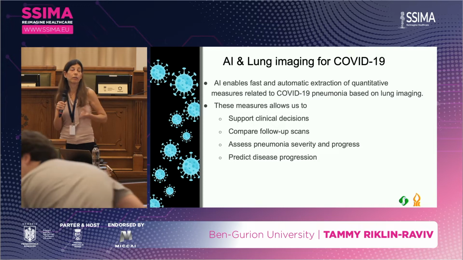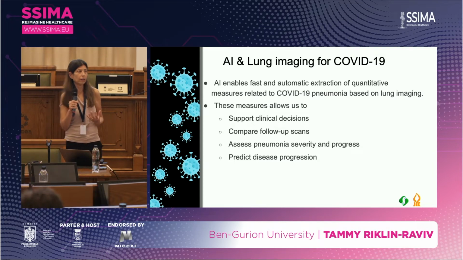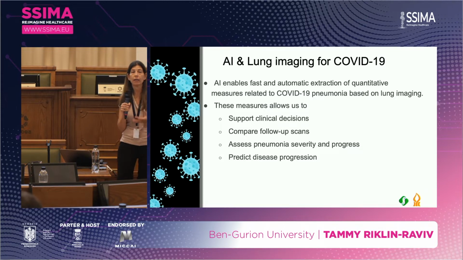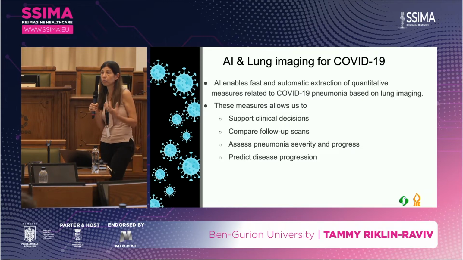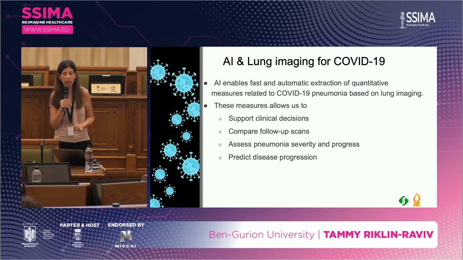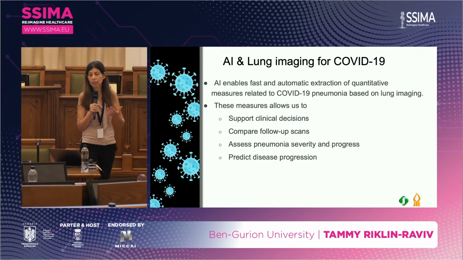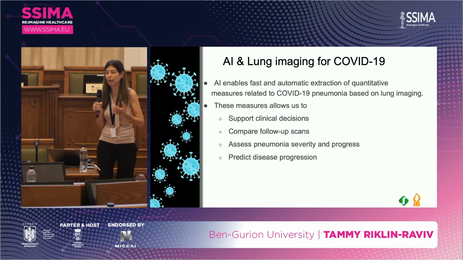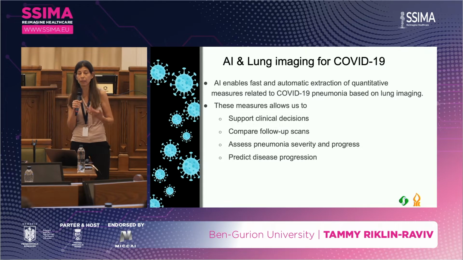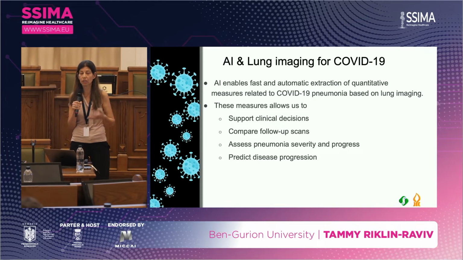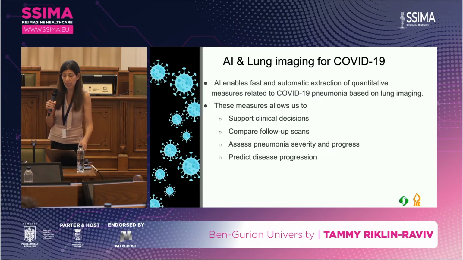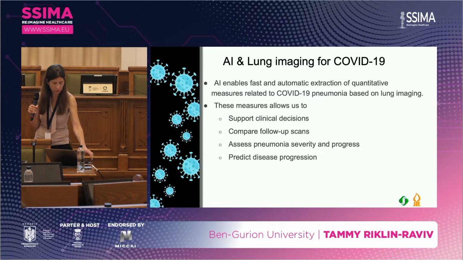I don't need to say too much about COVID-19. We had a hypothesis here. We thought that imaging findings could be related to clinical measures, and we wanted to test that. Our hypothesis is that AI can support, and measures extracted by AI can support clinical decisions, compare follow-up scans, assess pneumonia severity and progress, and predict disease progression.